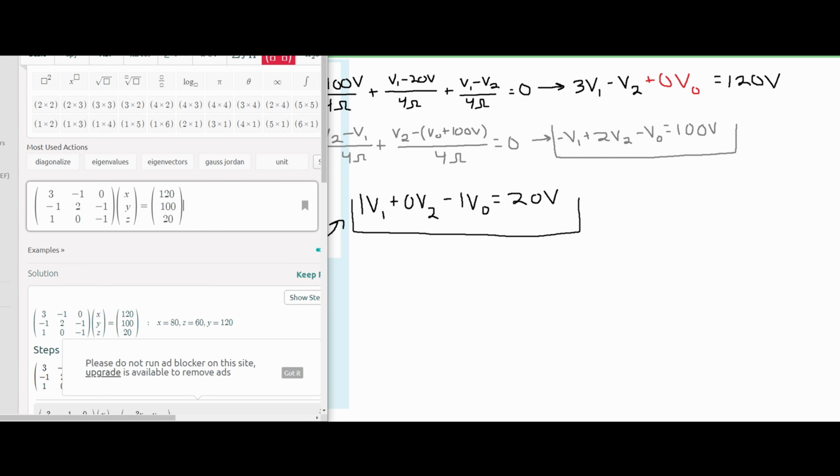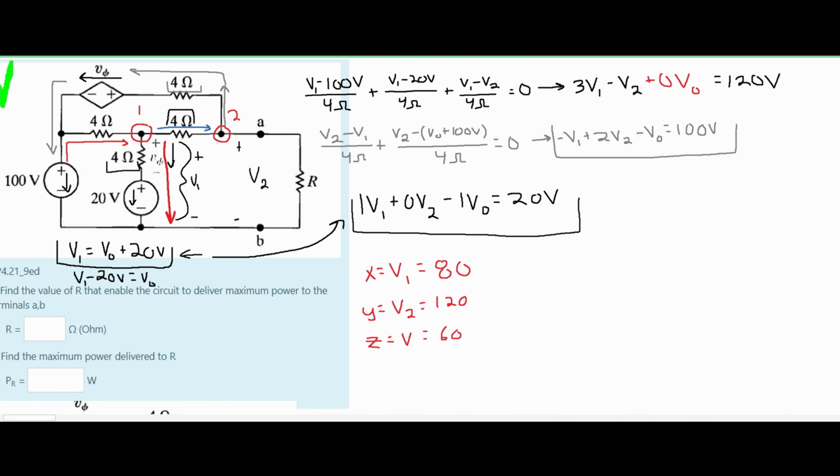If we do this, we're going to get the values 80, 120, and 60. Before I plug these into our matrix calculator, I represented V1 as X, V2 as Y, and our V0 as Z. I'm just going to correct this down here because I had a V3 and not a V0. So those are going to be our answers.